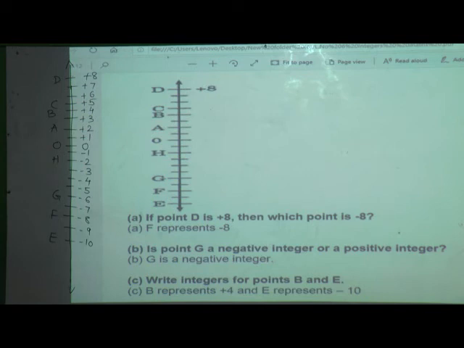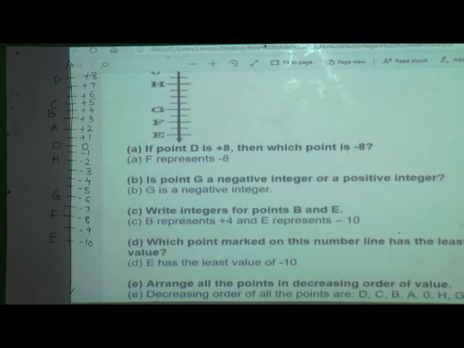See here, if point D is plus 8, then which point is minus 8? Now see, plus 8 is at D, then minus 8 is at F, right? So here you can see the answer, F represents minus 8. Next question.